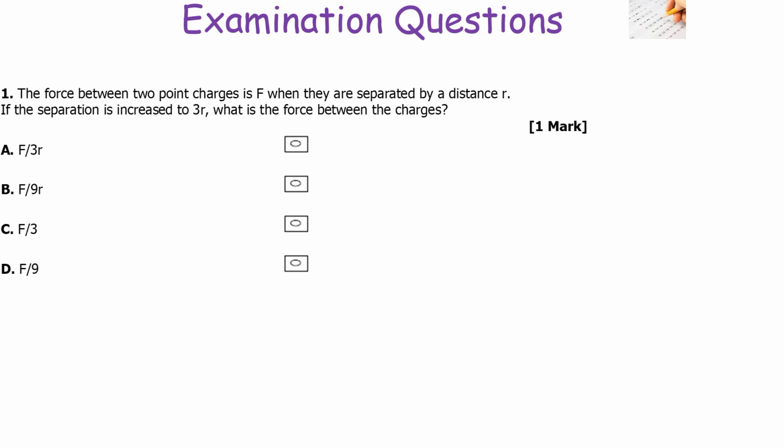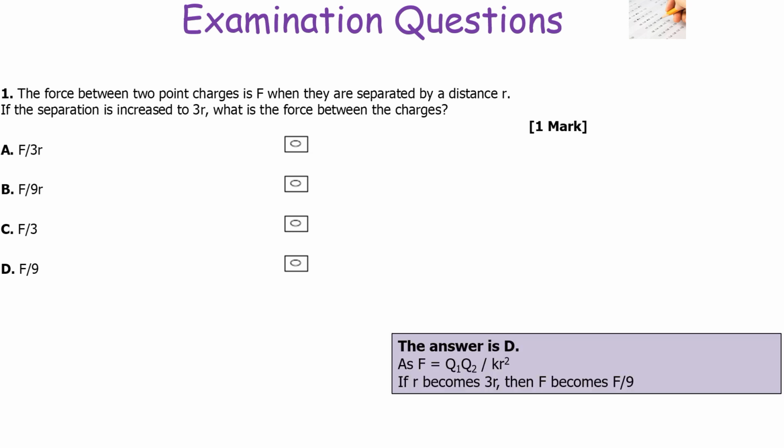Right, the answer here is going to be D, because we should know that the electrical force equation, Coulomb's law, is given by F = Q1Q2 over 4πε0r², where k is the constant, 1 over 4πε0. So this tells us that if r is increased to 3r, then F is going to become F over 9, because it's r squared, so 3r becomes 9r squared when we work it through. So therefore F is now F over 9, so our answer is D.